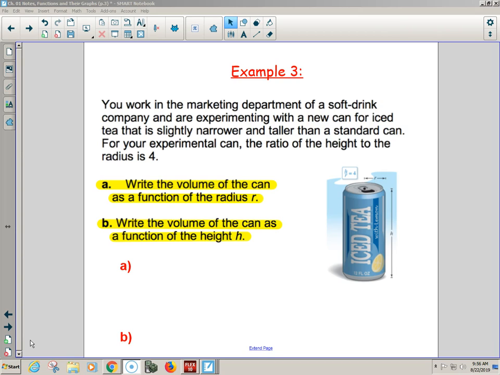How did you summarize the beginning information? Nathan, go. Experimenting with a new can, slightly narrower and taller. Experiment can: H over R equals 4. Yeah, I take it. The one thing I might add is a cylindrical can.